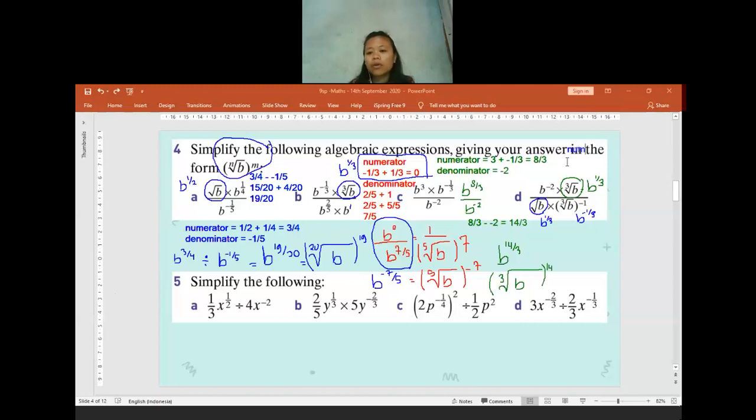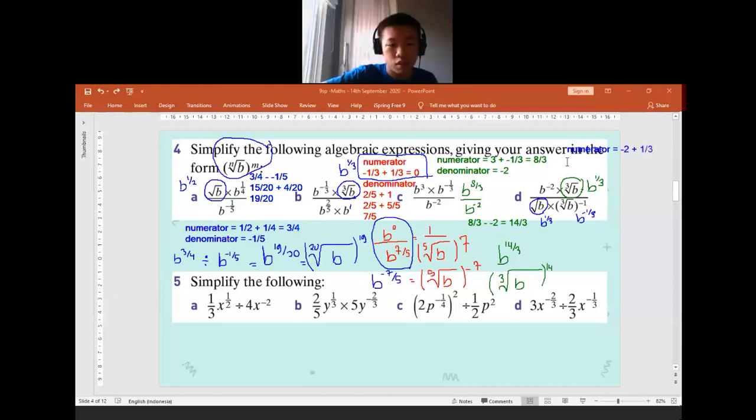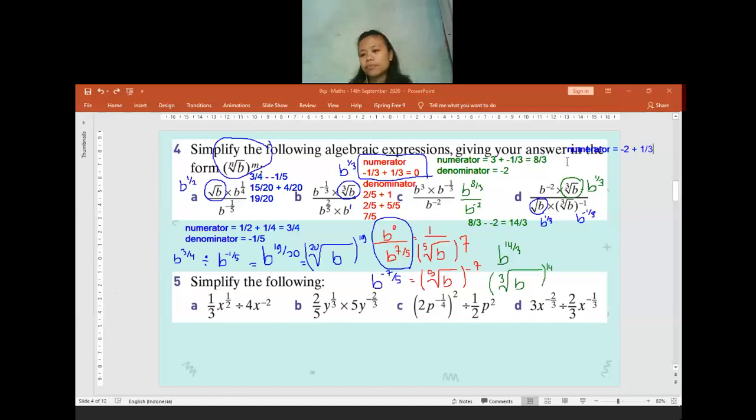If no one has any question, let us simplify it one by one. So let us simplify the numerator first. For the numerator, we have b to the power of negative 2 times b to the power of 1 per 3. So it means negative 2, we have to add 1 per 3. How much is negative 2 plus 1 per 3?